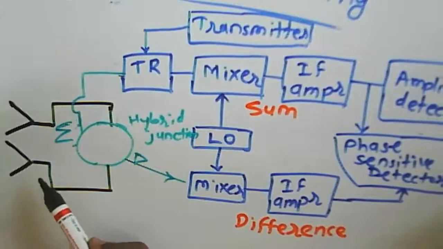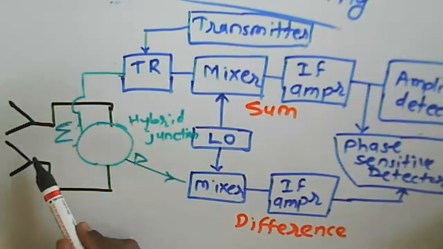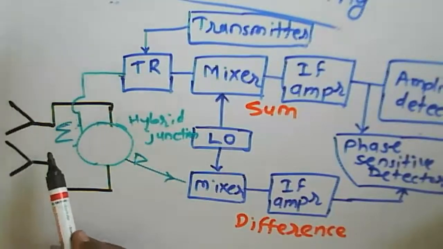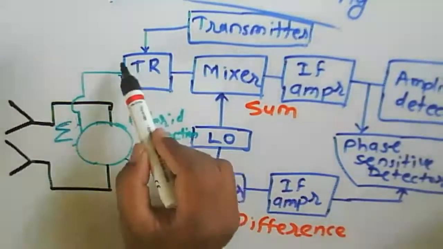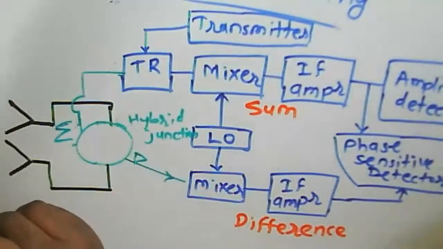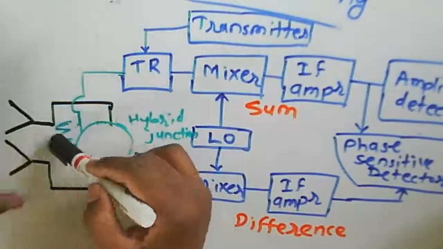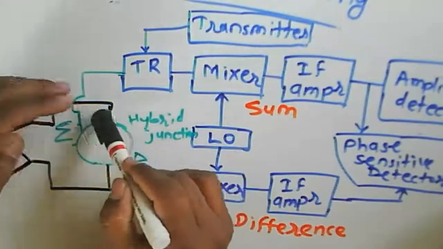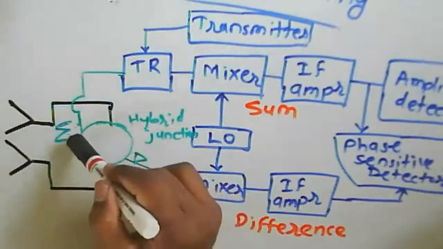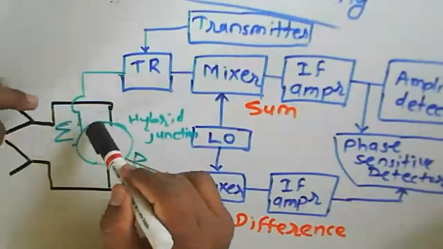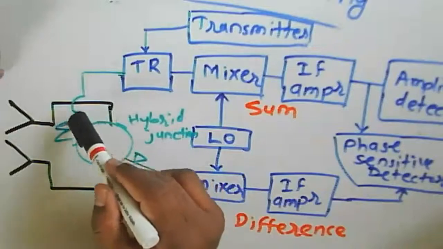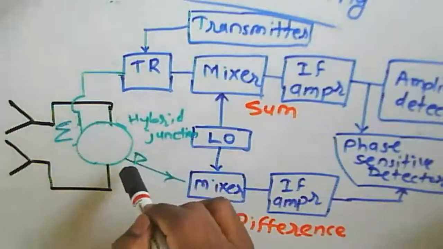We can consider that two signals we are getting. At the time of transmission, two signals will be transmitted, so the transmitter will be active. And at the time of receiving, the two signals will come to the hybrid junction, and then the hybrid junction will provide two outputs. One is the summation output, another will be the difference output.